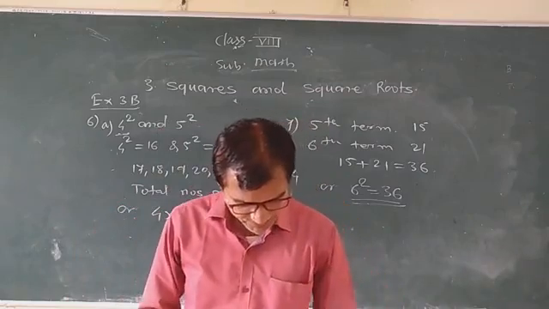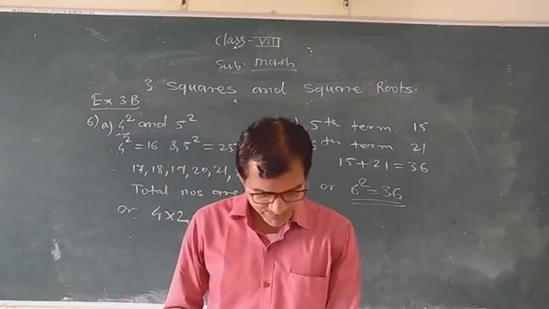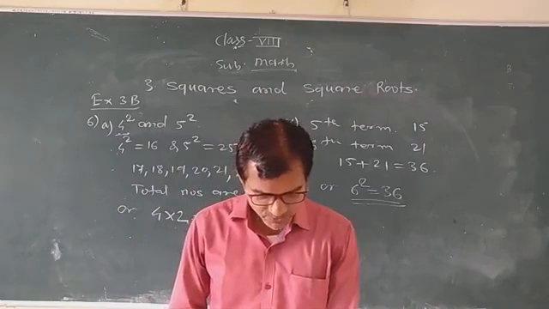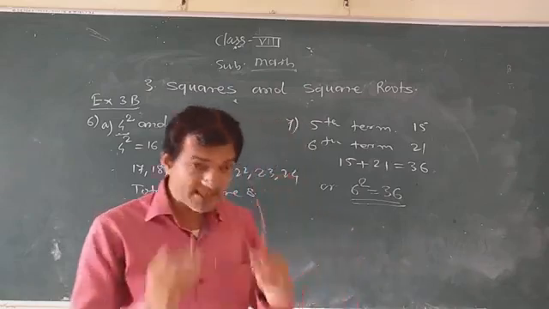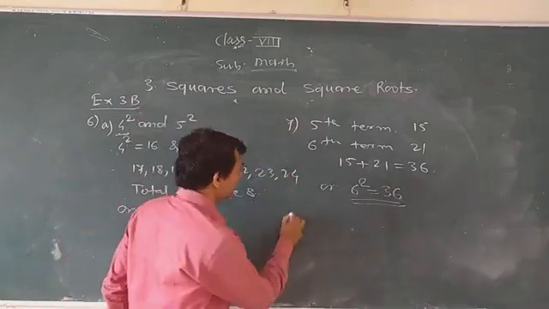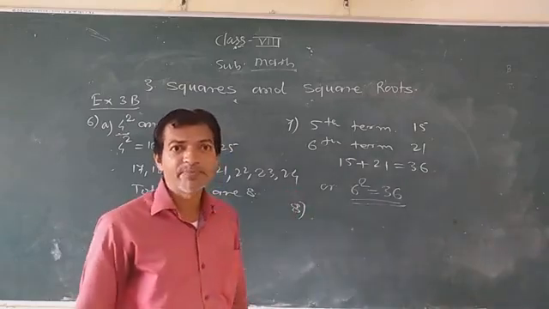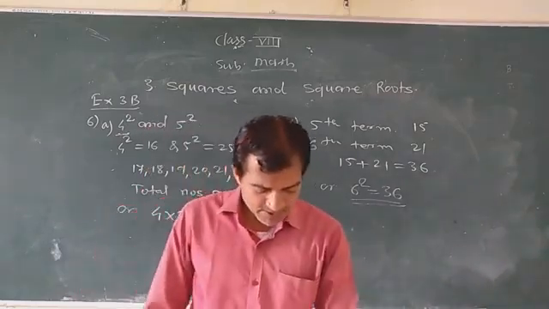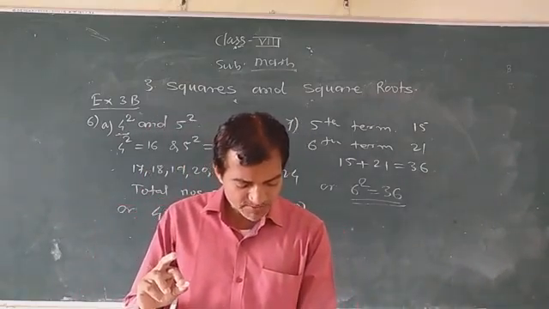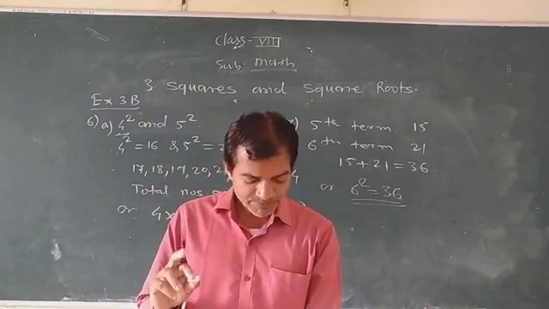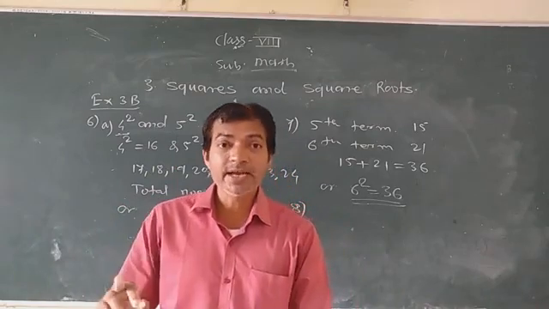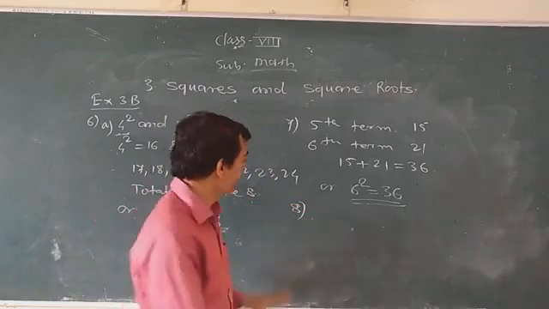Now next question. Question number 8. What square number will you get if we add the 8th and 9th triangular number? The same question is here again, like this. What square number will you get if you add the 8th and 9th triangular number?